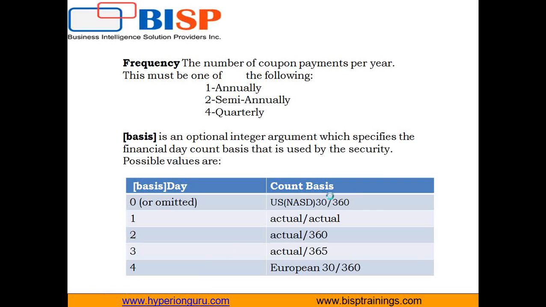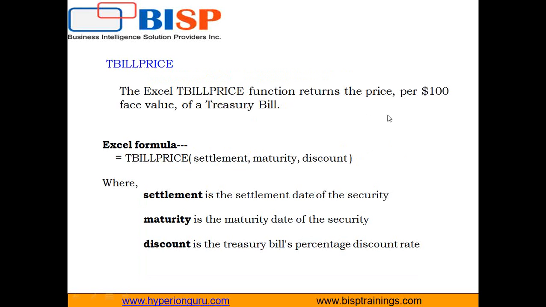The next function which I am talking about is the TBILLPRICE function, and this function is used for calculating the price for a treasury bill. When you evaluate a treasury bill, which is usually called a T-bill, you should determine the fair market value of the investment. In Excel, you can use the TBILLPRICE function to find that value. To find the price of a T-bill, you need to know these three separate things.